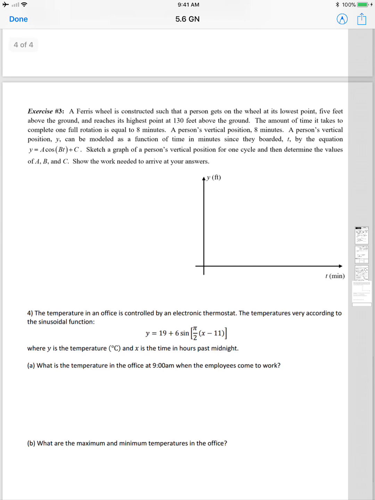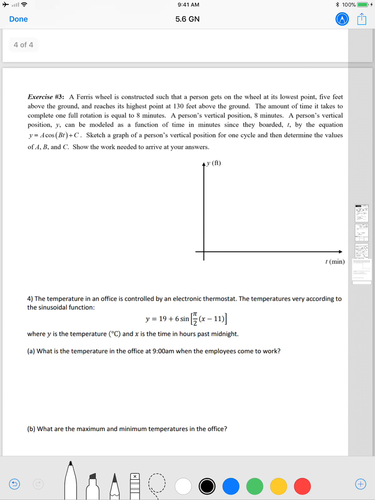Let's talk about Ferris wheels now. I'm going to let you read this on your own, so if you want to pause this, go ahead and read through it, and then unpause it, and I'm going to get started right now.